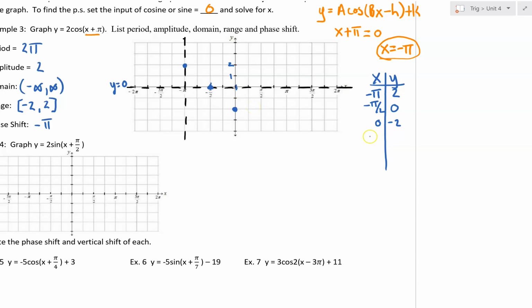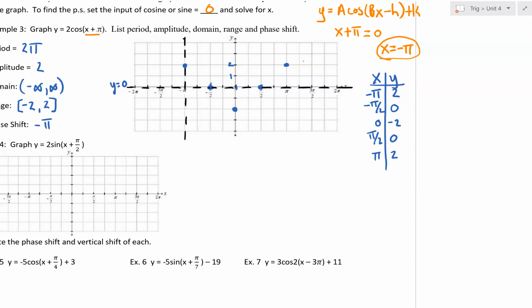Then I'm going to put in the next one, pi over 2. When I put in pi over 2, now it's saying pi over 2 plus 2 pi over 2, which is 3 pi over 2. What's cosine at 3 pi over 2? It is 0. I'm back up to here. And then the last one, I'm going to be putting in pi. When I put in pi, I get 2 pi. Cosine of 2 pi is 1 times 2 is 2. That is one complete revolution for this particular graph.